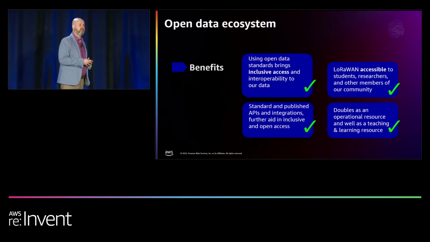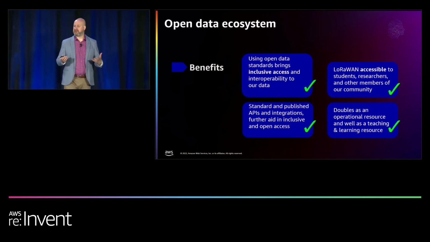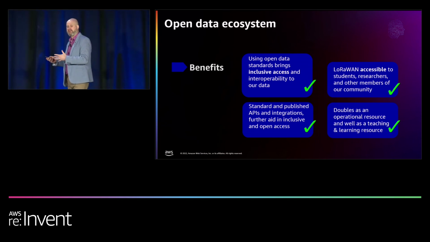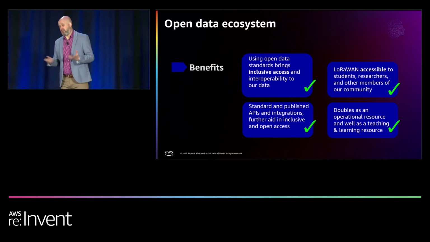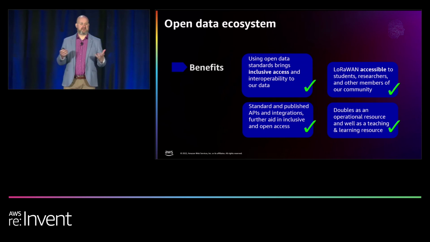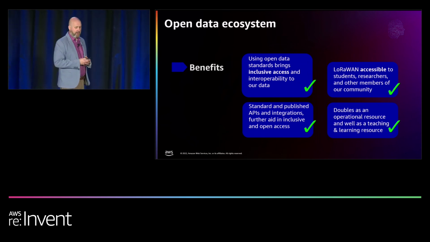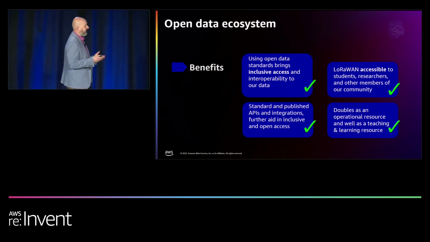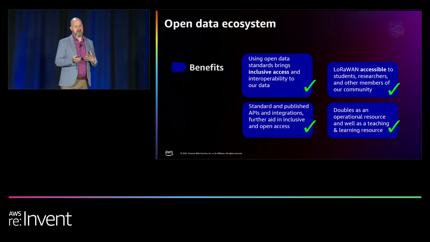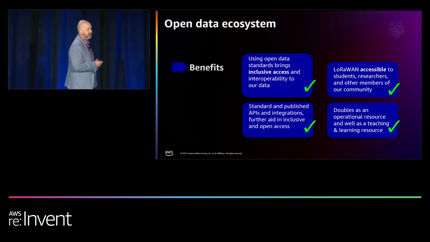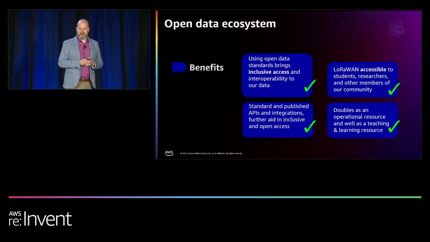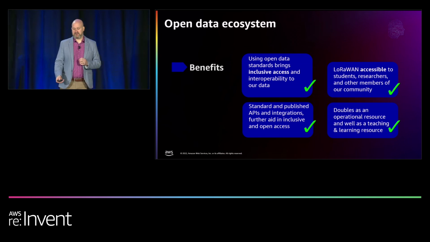The LoRaWAN network that we've built has a dual purpose in that there's a private component that we use for all our operational work, and there is also a public component. So you could come to the University of Melbourne with your LoRaWAN temperature sensor and connect it to The Things Network and begin to leverage the infrastructure that we have for whatever purpose you would like. We have open and published APIs so people can connect with our lake and bring data out. And as I said earlier, it doubles as an operational resource as well as a teaching and learning resource.